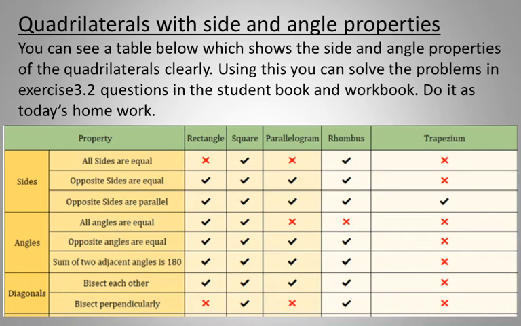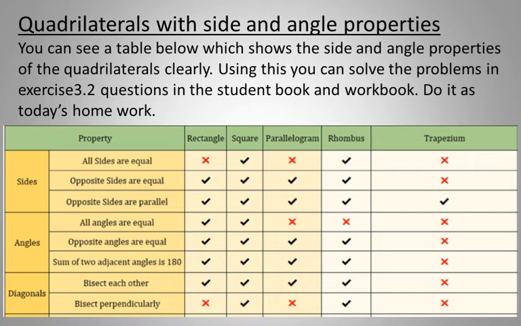The same properties I am explaining in the table below. We can go through it. It will help you to do the problems in the student book and workbook. Then we will move to the next topic. First we will discuss the problems related to the properties of quadrilaterals. Here the side and angle properties are explained in the table clearly. Using this, you can solve the problems in exercise 3-2 in the student book and workbook. Do it as homework for today.